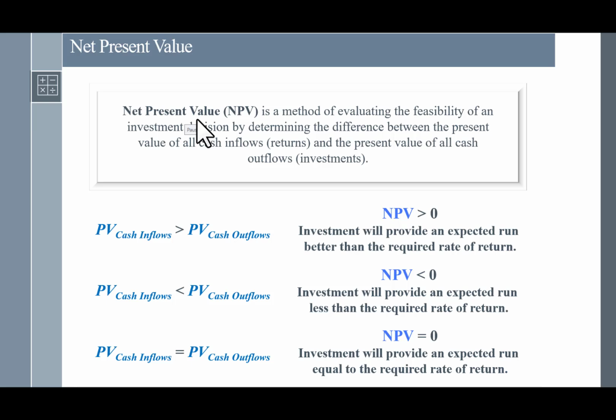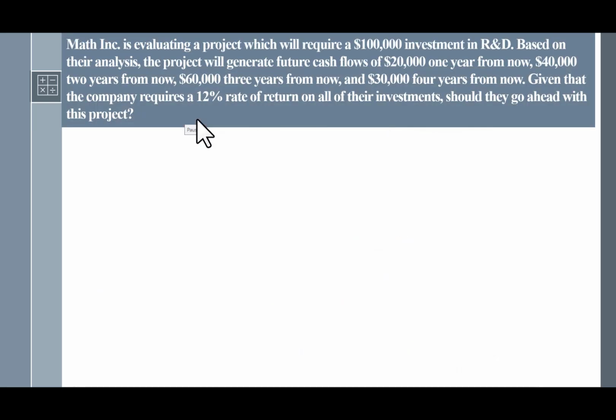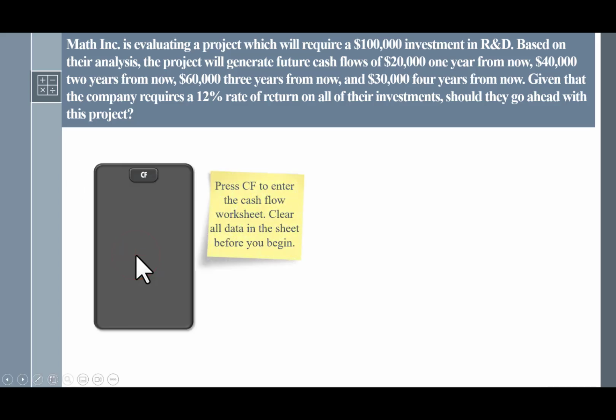So let's look at one more example where we will get the actual net present value as well. So evaluating a project which requires 100,000 investment. Based on their analysis, the project will generate future cash flows of 20,000 in 1 year, 40,000 2 years from now, 60,000 3 years from now, 30,000 4 years from now. Given that the company requires 12%, should they go ahead with this project? Okay, so that's what they have to do.